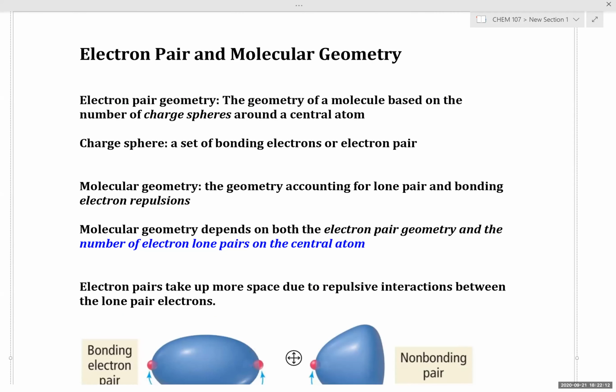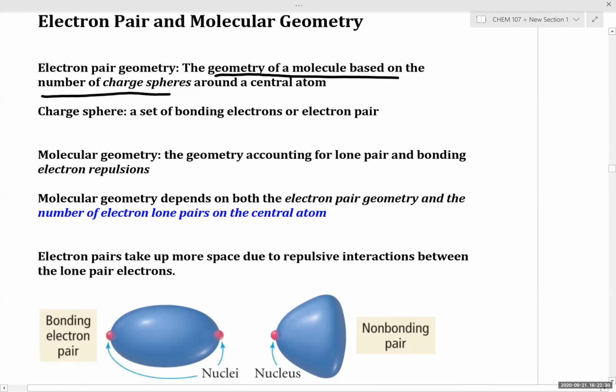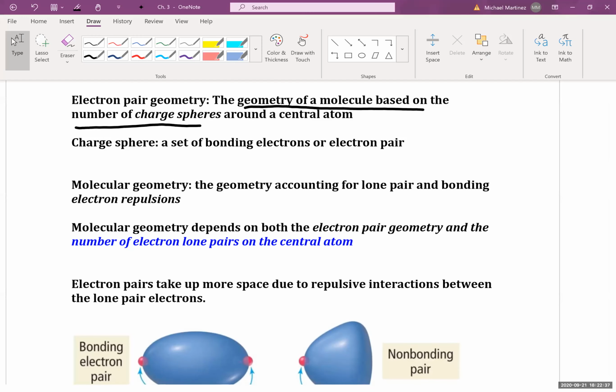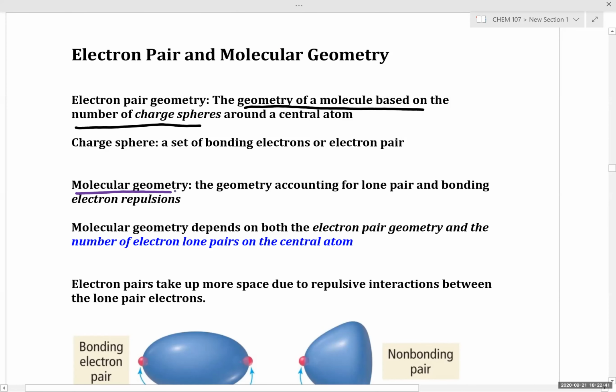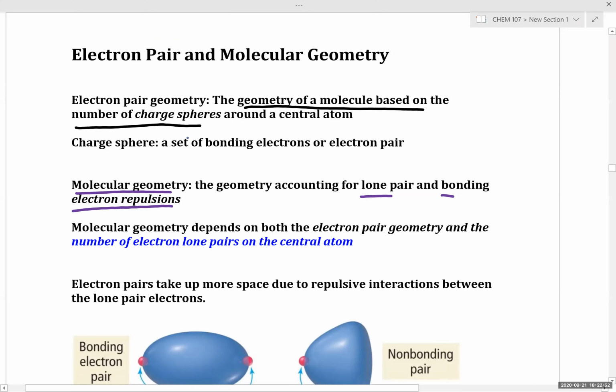We're now going to add a little more nuance to this. The electron pair geometry is a rough outline of our molecular shape. The electron pair geometry is the geometry of our molecule based on the number of charge spheres. The other geometry that is more specific and more nuanced and provides the most accurate description of our molecule's shape is known as the molecular geometry, which is the geometry accounting for lone pair and bonding electron repulsion. Molecular geometry depends on the electron pair geometry and the number of electron lone pairs on the central atom.